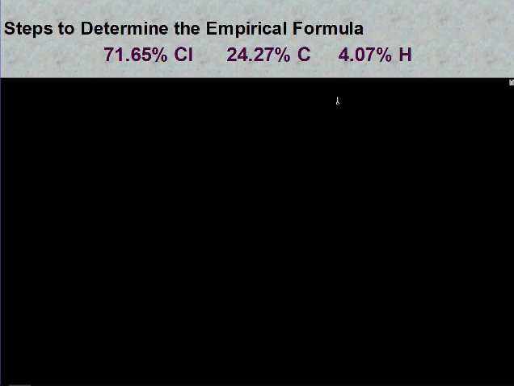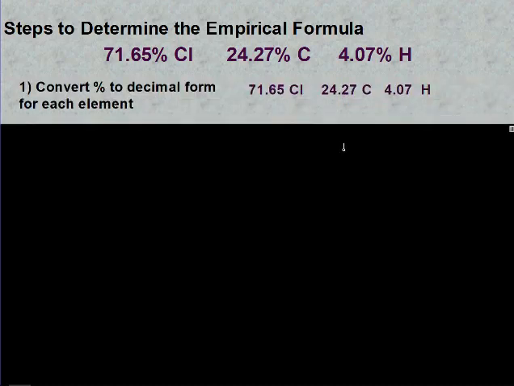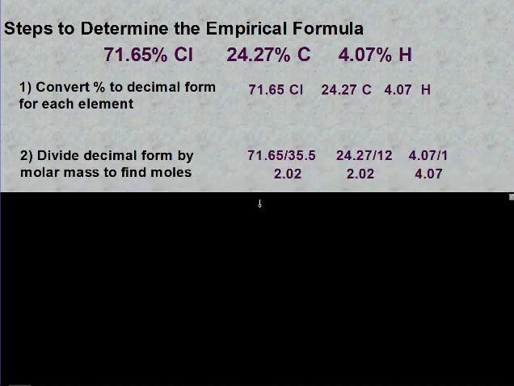The first step to solve an empirical problem is they're going to give you either percents or grams. So this should be your first practice problem, and we're going to go through those steps that are listed above. If they give you percent, you're going to convert each percent to just decimal form, which is basically just saying you have 71 grams of chlorine, 24 grams of carbon, and 4 grams of hydrogen. So now we have grams of each of them.